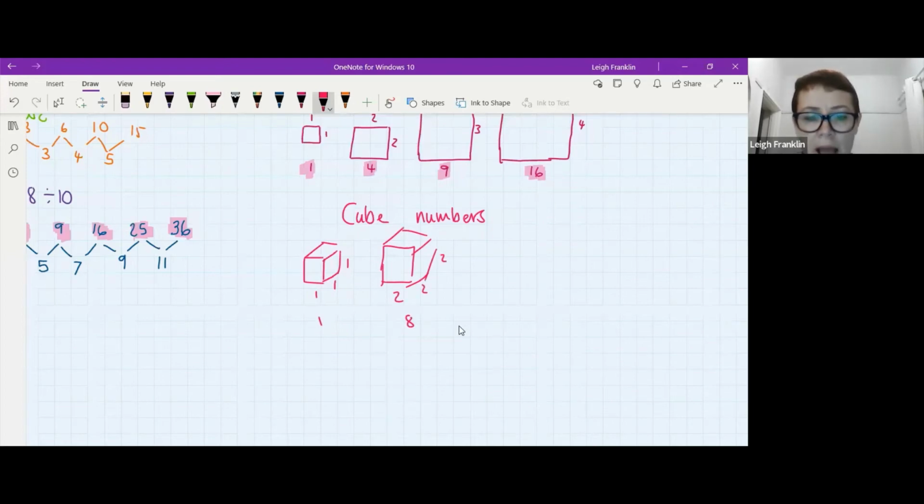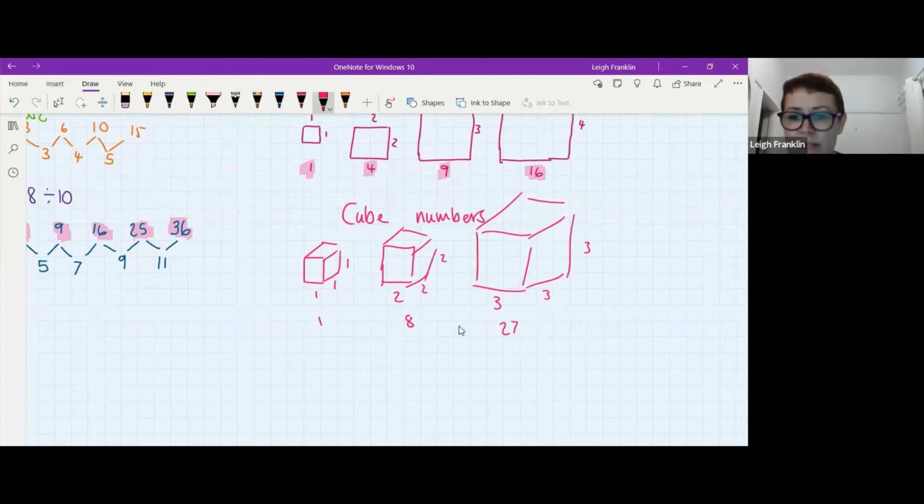So 2 by 2 by 2 leaves us with 8. And what's 3 by 3 by 3? 27. That's it. So 3 by 3 by 3 would be 27. And the next one would be 64 and so onwards. So these are called cube numbers. Okay, so square numbers make squares and cube numbers make cubes.